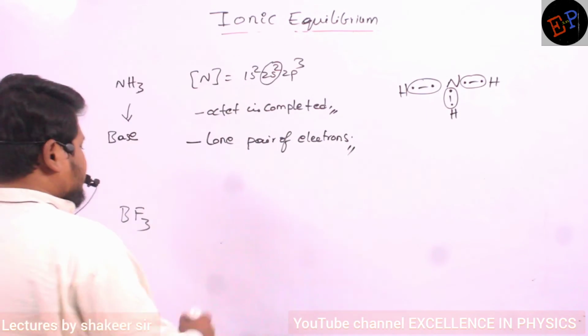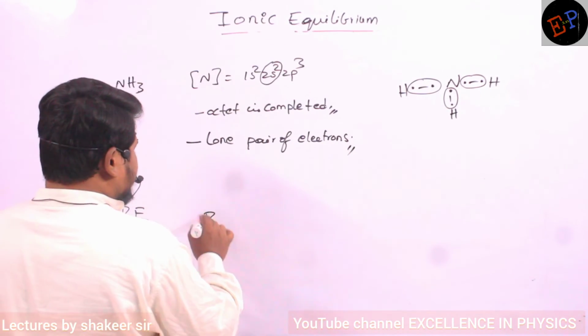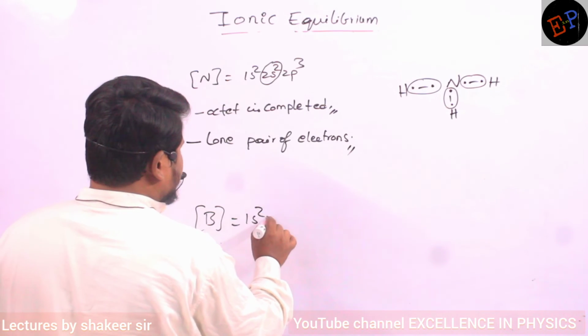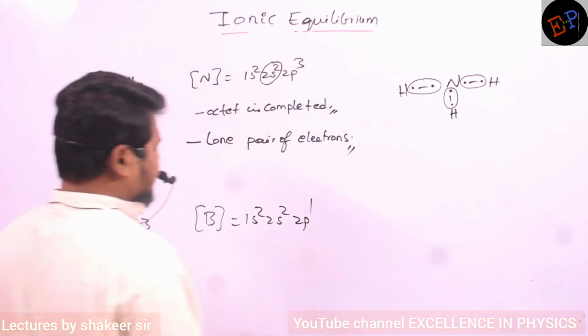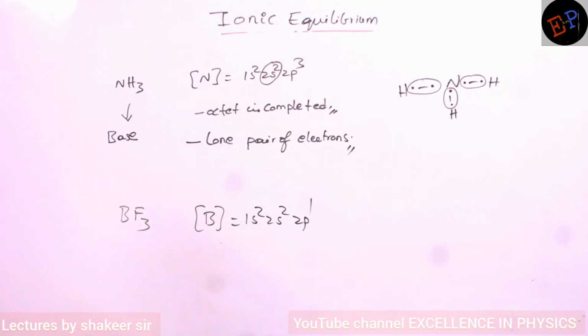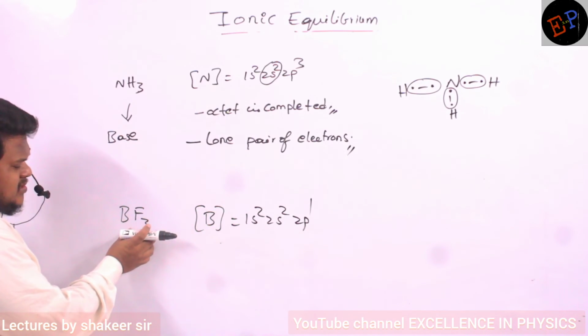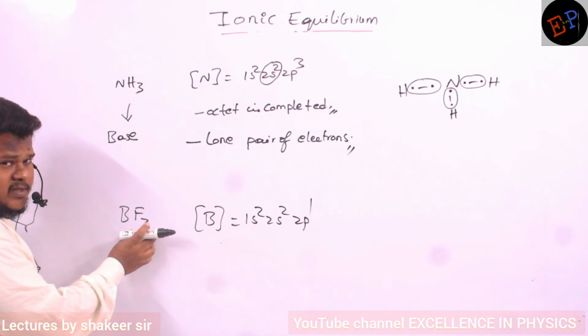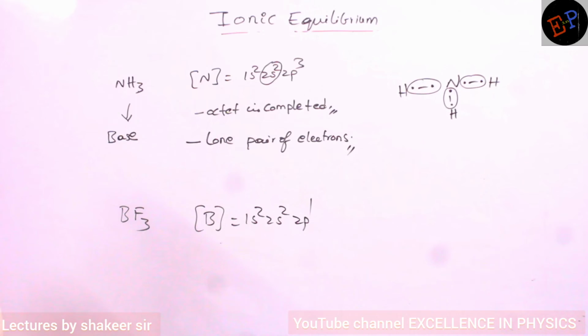The octet is not completed. So what is the configuration of boron? It is 1s2, 2s2, 2p1. This is the configuration. Are you able to understand? And it is reacting with how many fluoride ions? It is reacting with 3 fluoride ions.